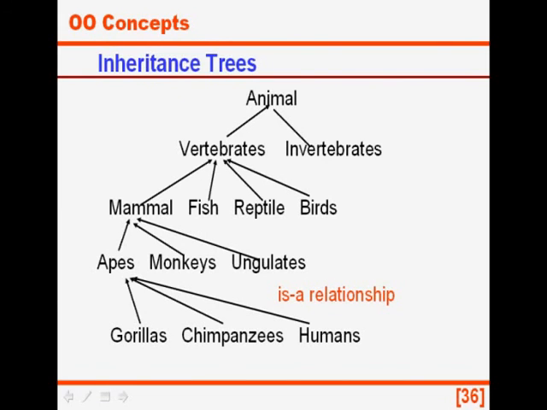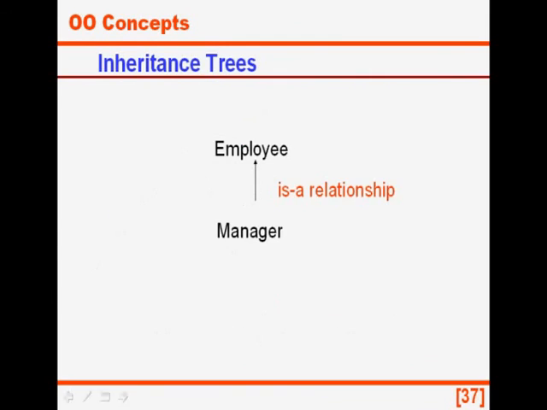Now, in single inheritance, we get a tree structure, or what are known as inheritance trees, based on the is-a relationship. What do you have here? We can say that human is a specialized ape. Ape is a specialized mammal. A mammal is a specialized vertebrate. A vertebrate is a specialized animal. Please note that the arrow goes from the derived class towards the base class. So this forms an inheritance tree, or an is-a relationship tree.